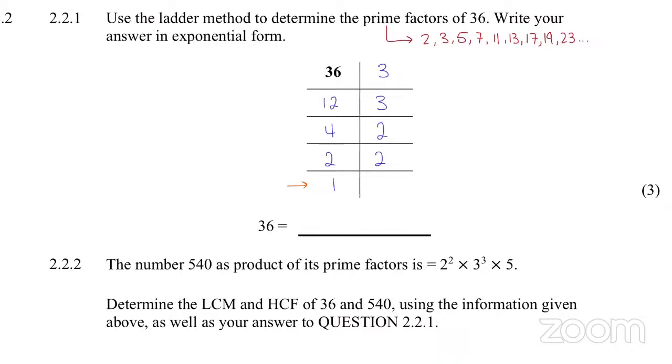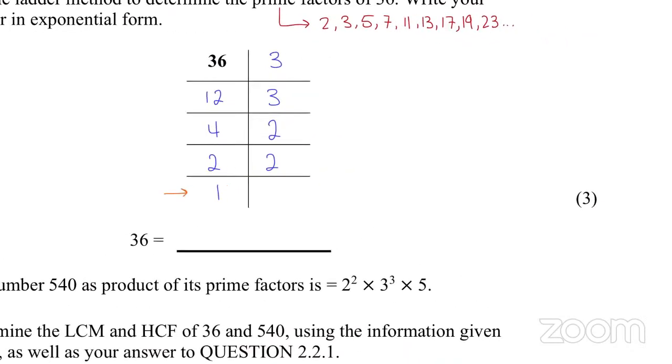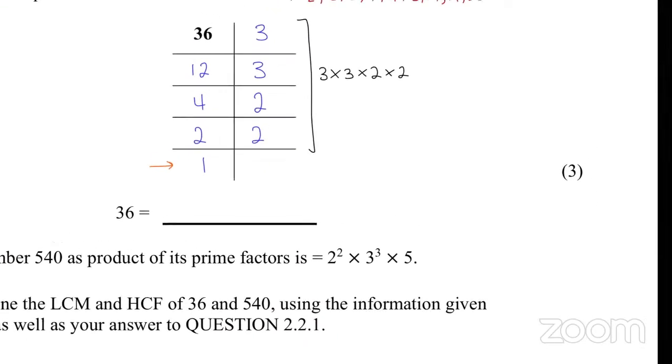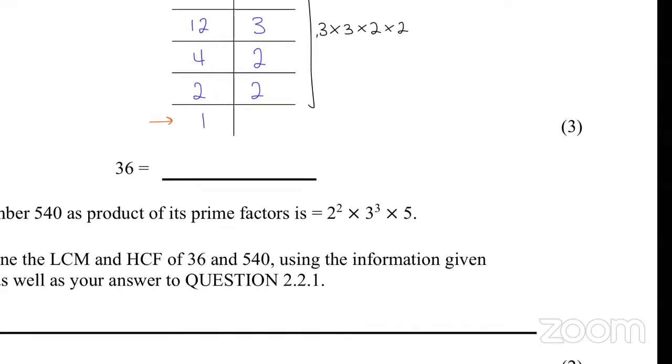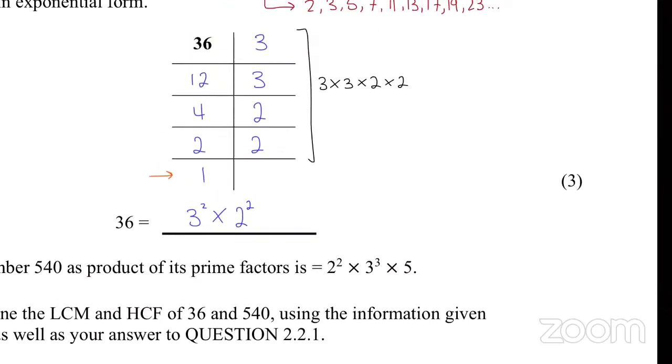Okay, so now they want us to do the prime factorization using the ladder method. They want us to write it in exponential form. So if you remember correctly, here we have 3 times 3 times 2 times 2. Okay, we have two 3s and two 2s, so we can simplify that as 3 to the power of 2 times 2 to the power of 2.